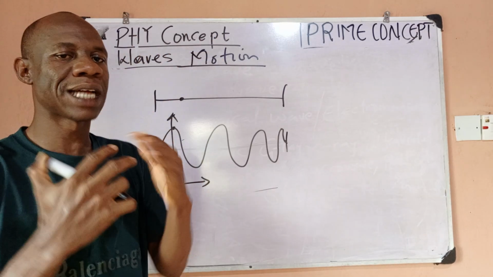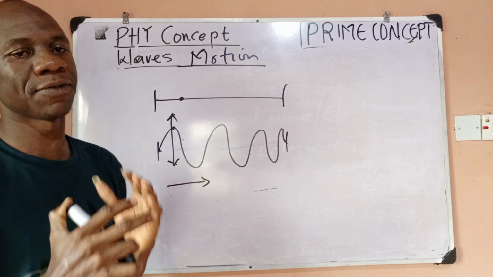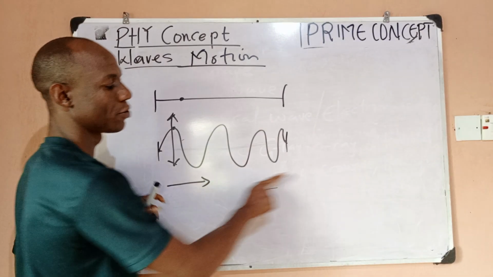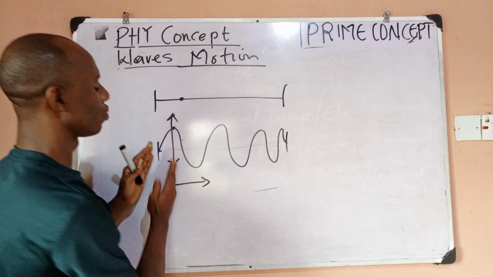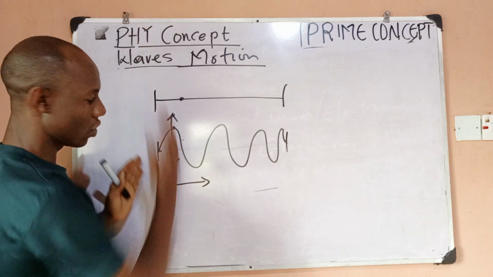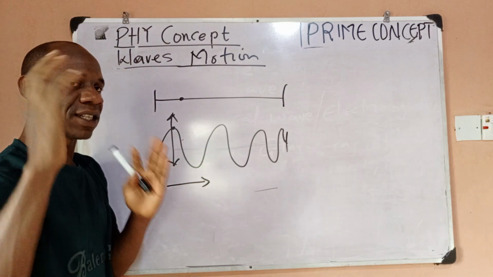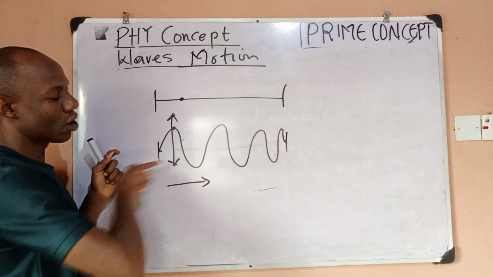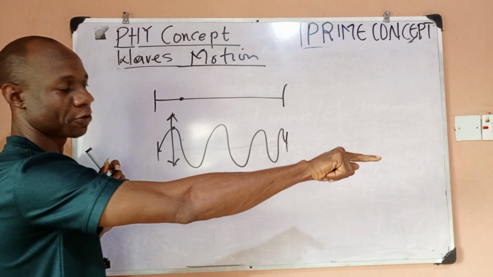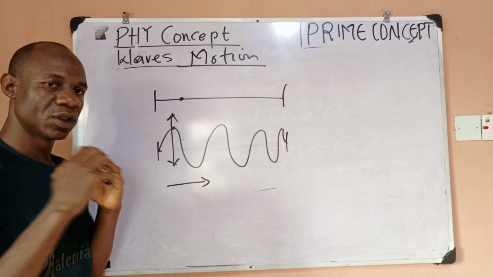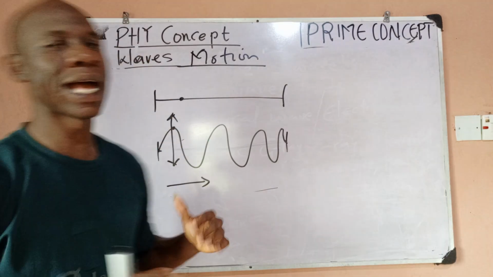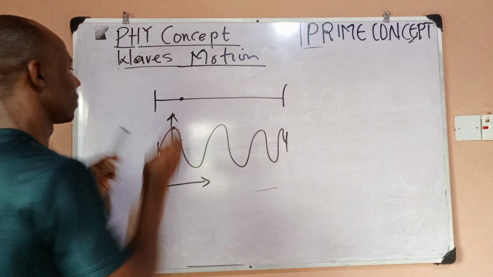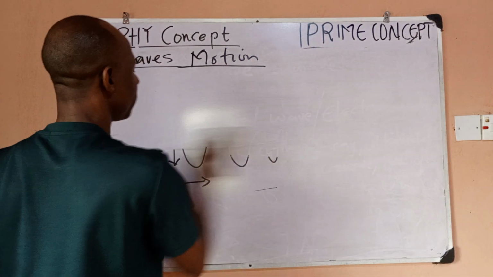So we want to look at the kinds of movements we can have. We can have a case where the wave itself would travel forward, and then the particles will vibrate up and down, not travel. We can have another situation where the wave would travel forward, the particles would also vibrate front and back, right? So this would now give us the two types of wave motion. So there are two types of wave motion.